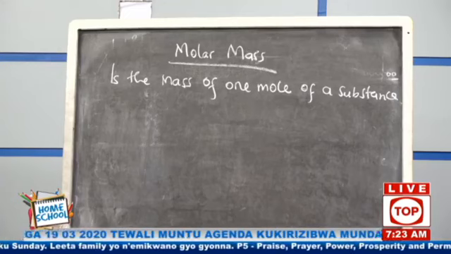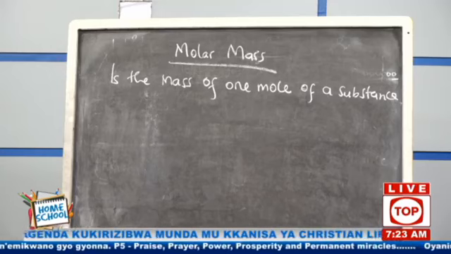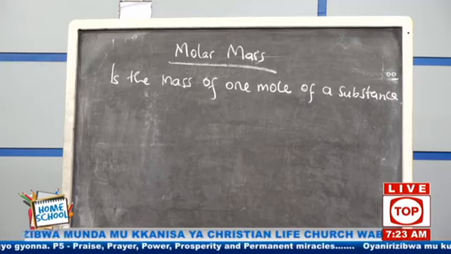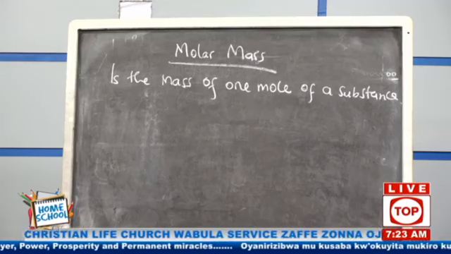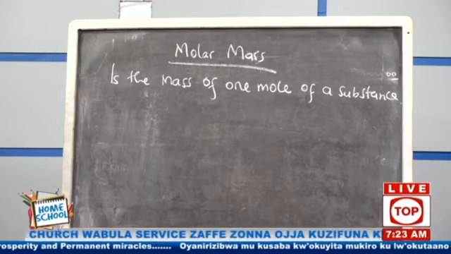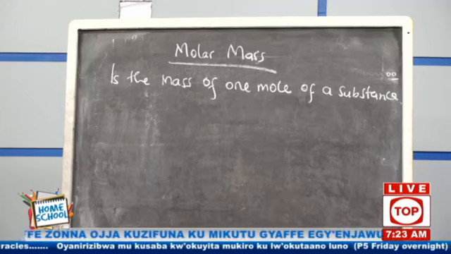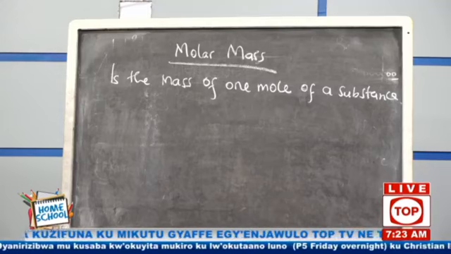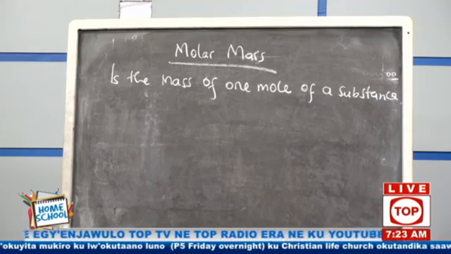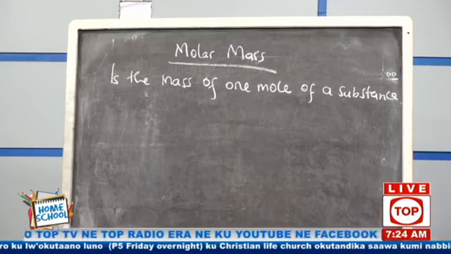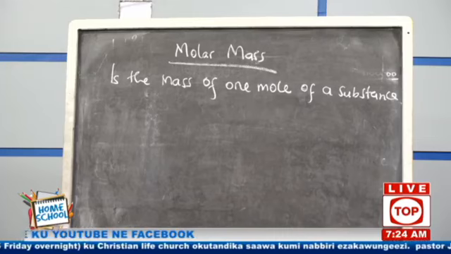And this one is equal to the relative atomic mass expressed in grams. When you put the relative atomic mass in grams, you realize that that one is exactly the molar mass. You have studied about relative atomic mass of different elements, or different atoms. That is the exact number. You just need to include their gram.